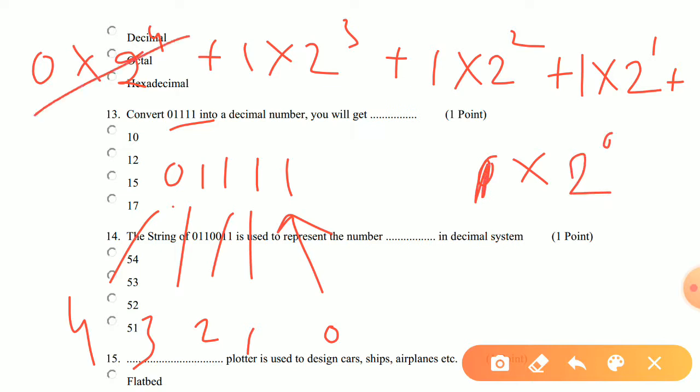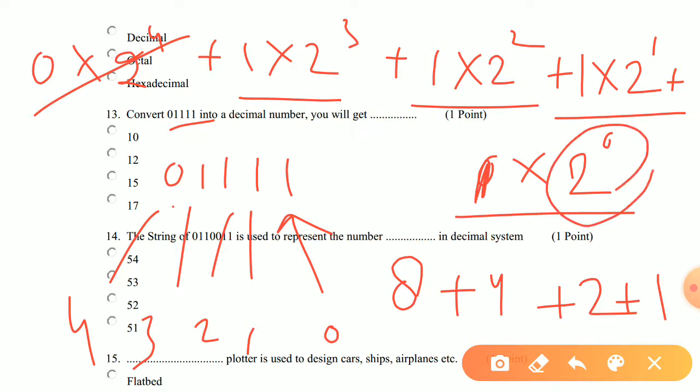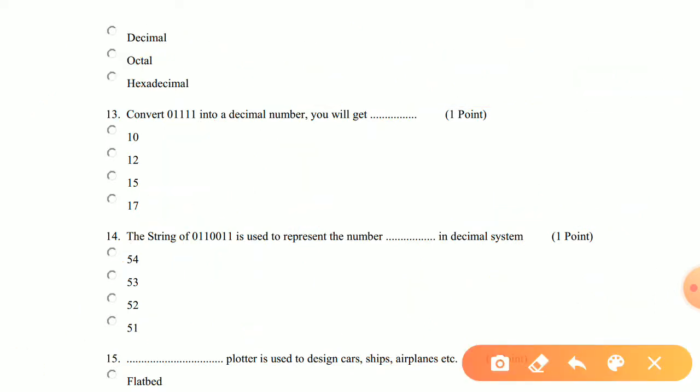Now this will cancel out because it is 0. From this one you will get 8, from this one 4, from this 2, and from this one 1. Why 1? Because 2 to the power 0 is 1. If you add all these numbers you will get 15. So the decimal number corresponding to this sequence of digits is 15, which is the C part.